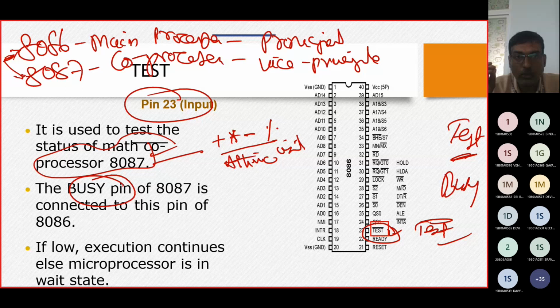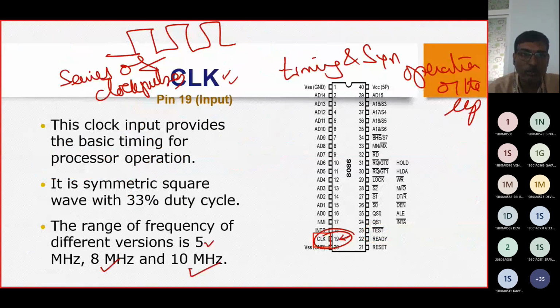Then we have a coprocessor. 8086 is the main processor, 8087 is a coprocessor. All types of arithmetic instructions, addition, multiplication, subtraction, division, are going to be taken up by the coprocessor. If the main processor is busy, the instructions are migrated to the coprocessor. If the main processor is idle, the instructions are given to the main processor.